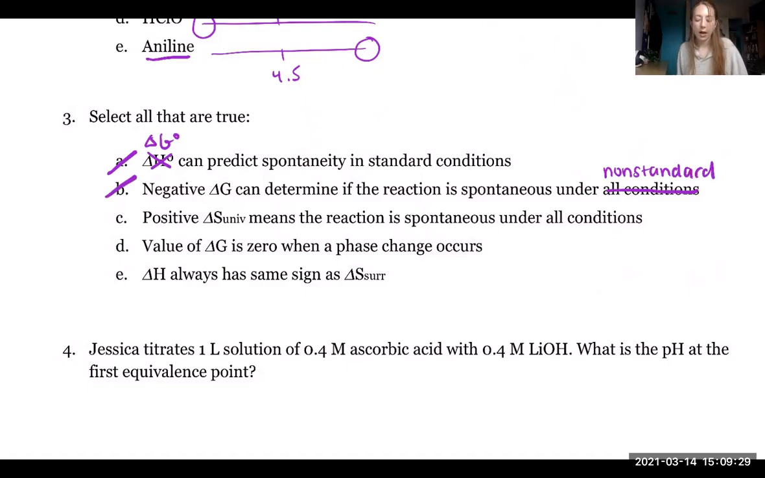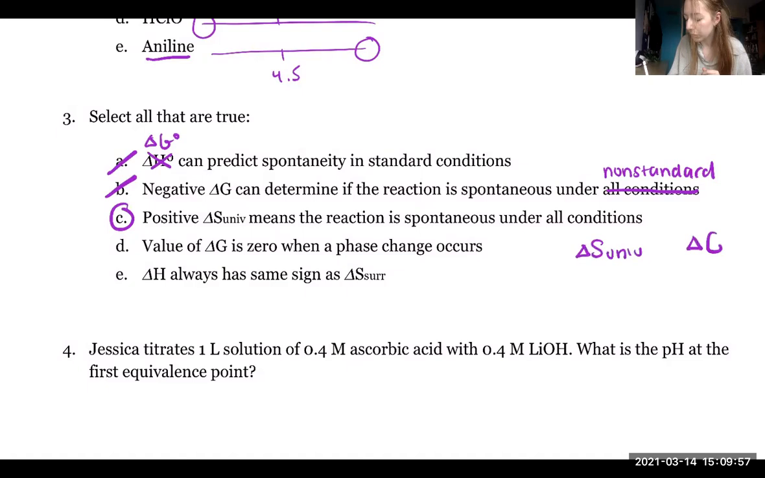The next one is saying positive delta S of the universe means the reaction is spontaneous under all conditions. What do you guys think? Yes. Good. Okay. So if you remember your notes, it should be delta S of the universe.